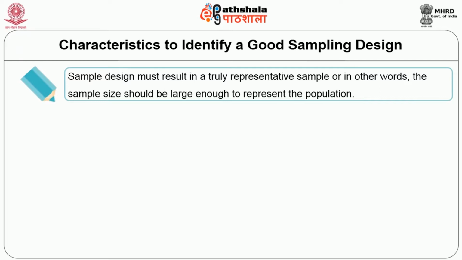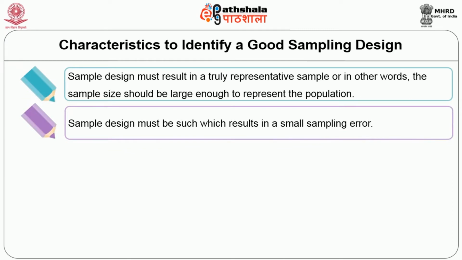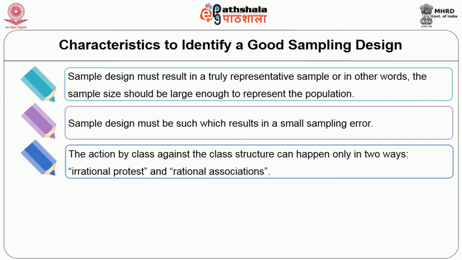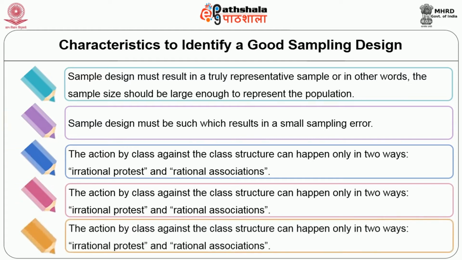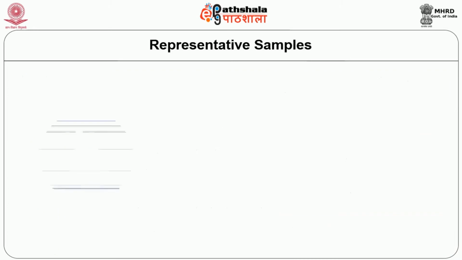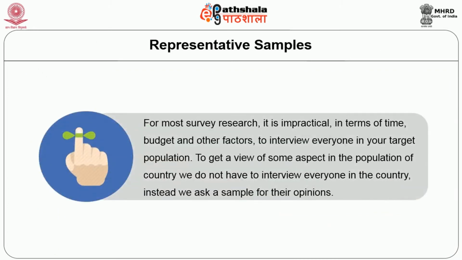Sampling design must result in a truly representative sample, or in other words, the sample size should be large enough to represent the population. Sample design must be such which results in a small sampling error. Sample design must be such that systematic bias can be controlled in a better way. Sample should be such that the results of the sample study can be applied in general for the universe and with a reasonable level of confidence. Sample design must be viable in the context of funds available for the research study. We shall now proceed to see in detail.